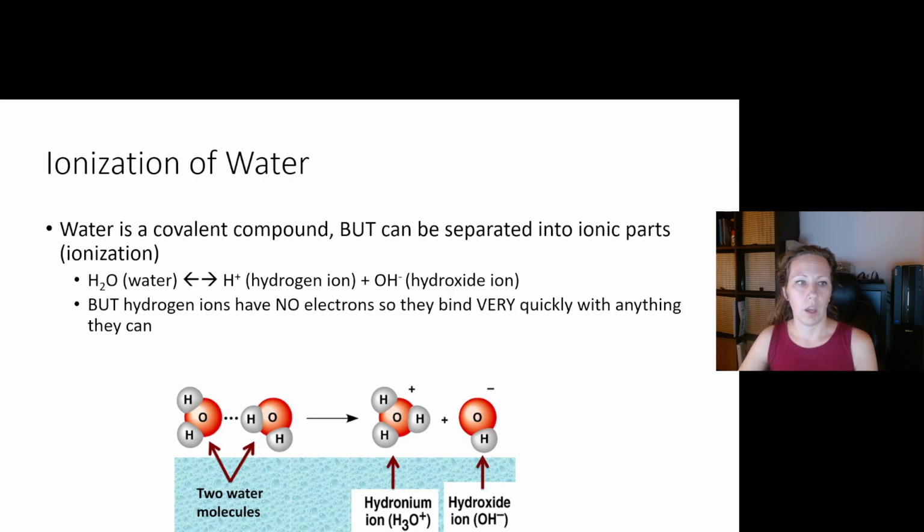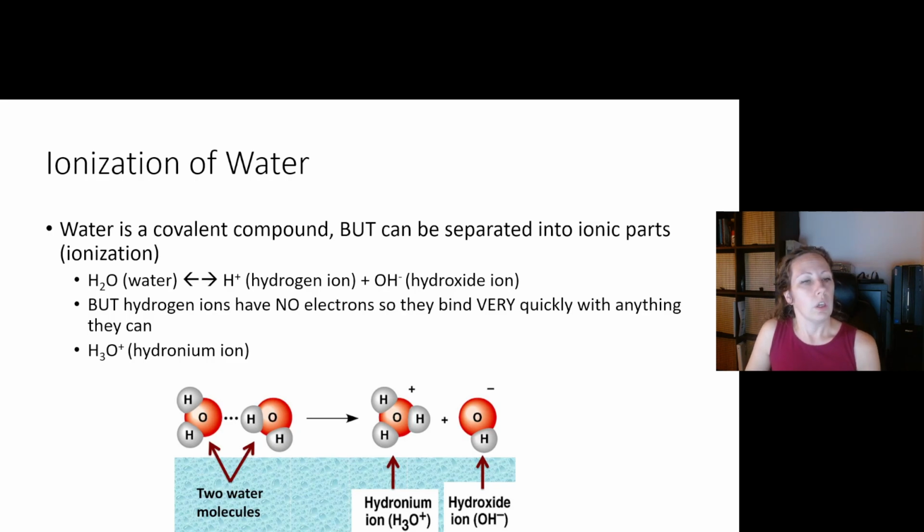Okay, but hydrogen ions, like I said, now have no electrons, and so they will bind quickly with anything they can, because that's not a happy state for them. It is going to be very attracted to any negatively charged particle. Hence it's going to go back and forth between water and separating into ions, but that hydrogen ion is also attracted to the water molecule itself.